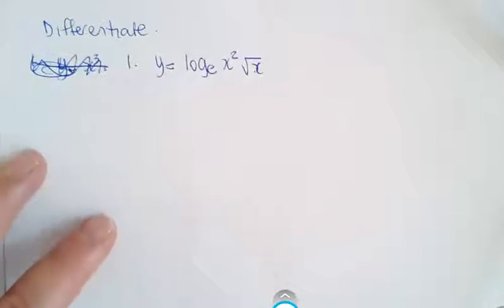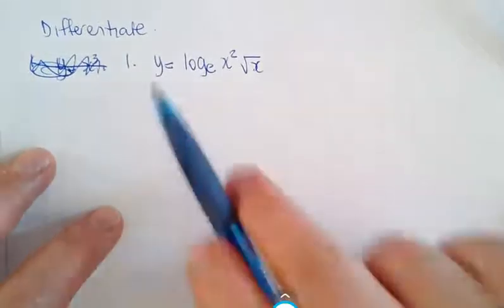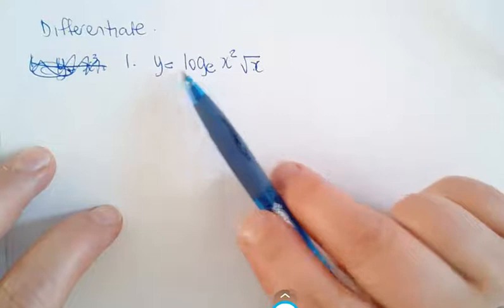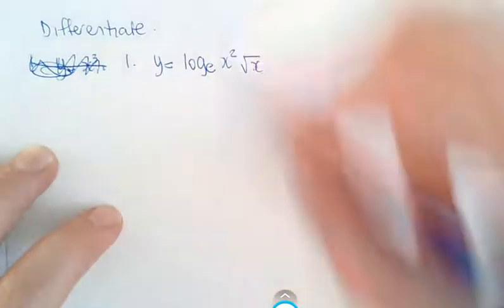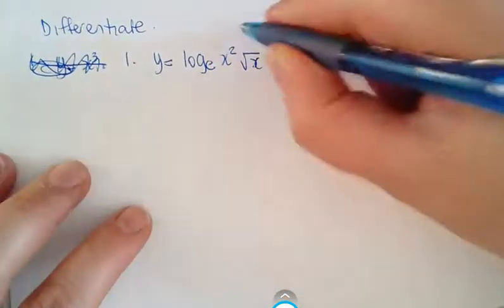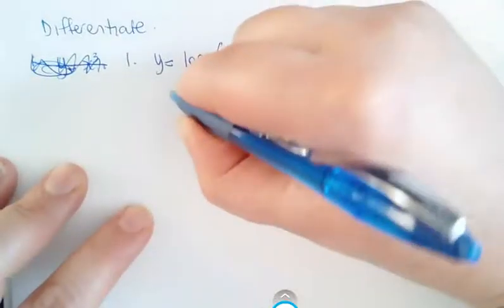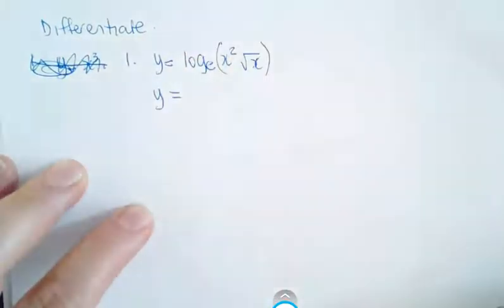More examples on differentiating log functions. So here's one here. Differentiate y equals log to the base e of x squared root x. Look, we could look at this two ways. We could use the log laws.